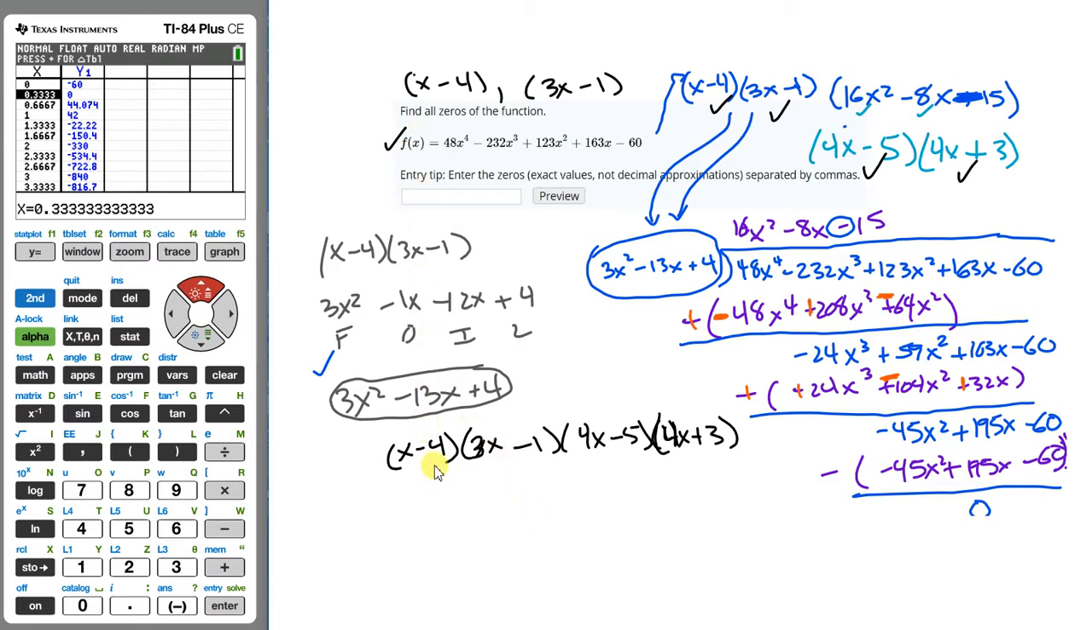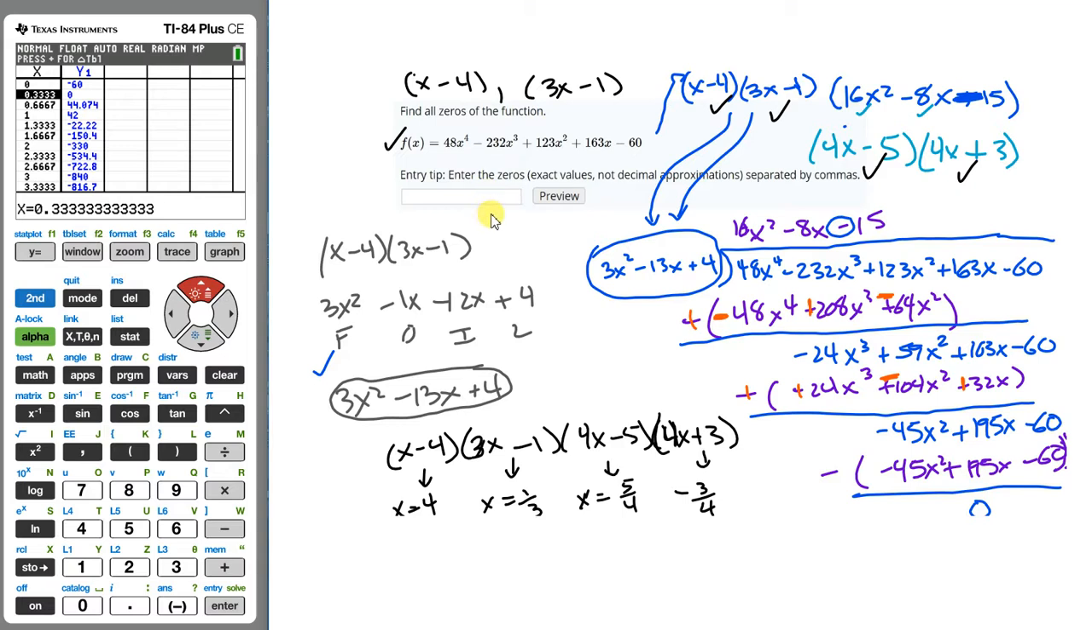What are the corresponding zeros? Just set each factor equal to 0. So if you set x minus 4 equal to 0, you'll get x equals 4. If you set 3x minus 1 equal to 0, you'd move the 1 across, divide by 3, 1/3. If you set 4x minus 5 equal to 0, you move the 5 across to get positive 5 and then divide by 4. And if you set 4x plus 3 equal to 0, you move the 3 across, you get a negative 3, and divide by 4, negative 3/4. Okay, and that's it. Those are my 4 zeros of this function. I notice there's always only going to be 4 of them because it's a degree 4 polynomial.